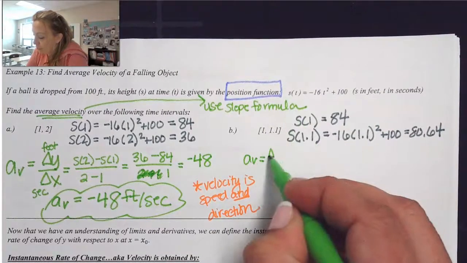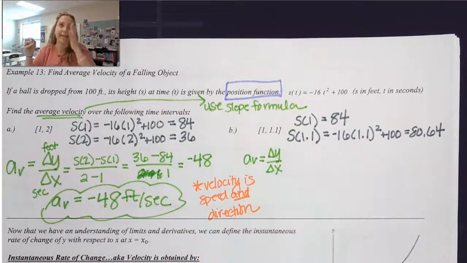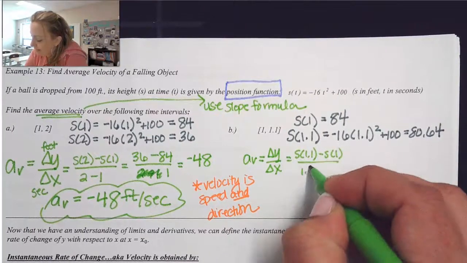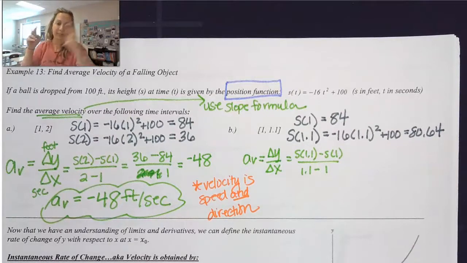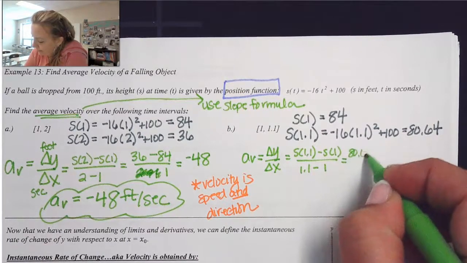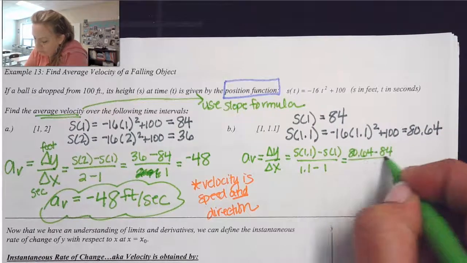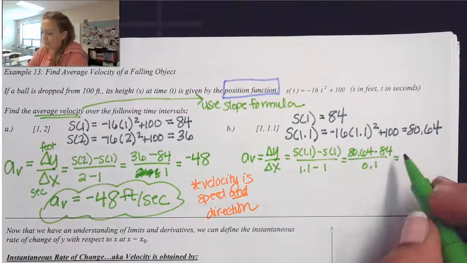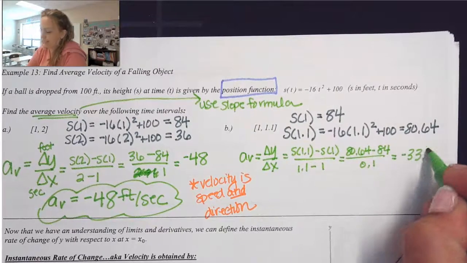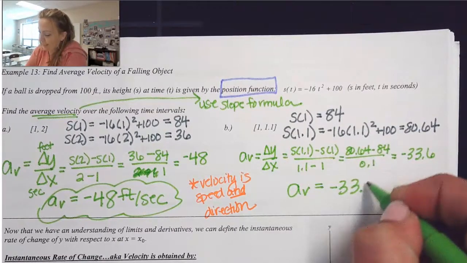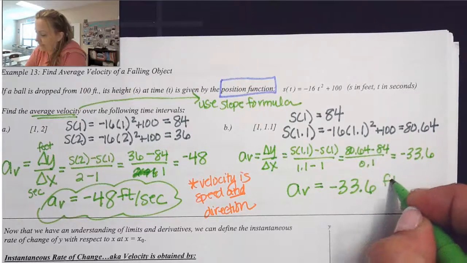So again, I'm going to think about change in y over change in x, or in this case, technically change in s over change in t. And I'm going to take s of 1.1 minus s of 1, and then subtract the two inputs, the t values of 1.1 and 1. So this gives me 80.64 minus 84 over 0.1. And that gives me negative 3.36 over 0.1, and that can just simplify to negative 33.6. So between those two times, the average velocity is negative 33.6 feet per second.